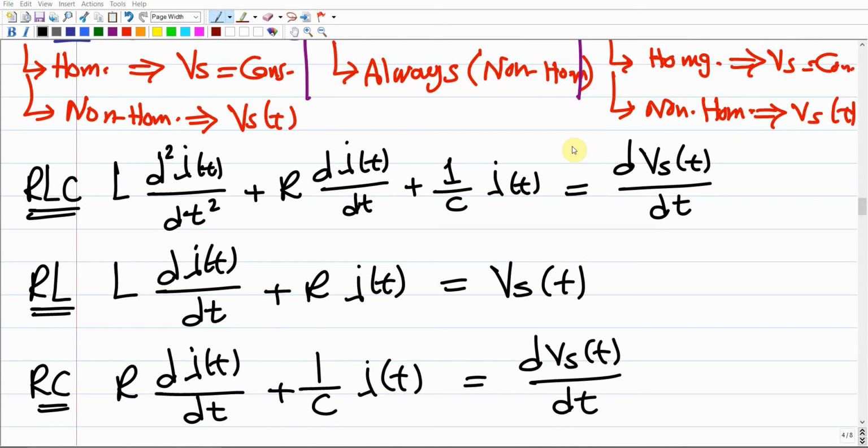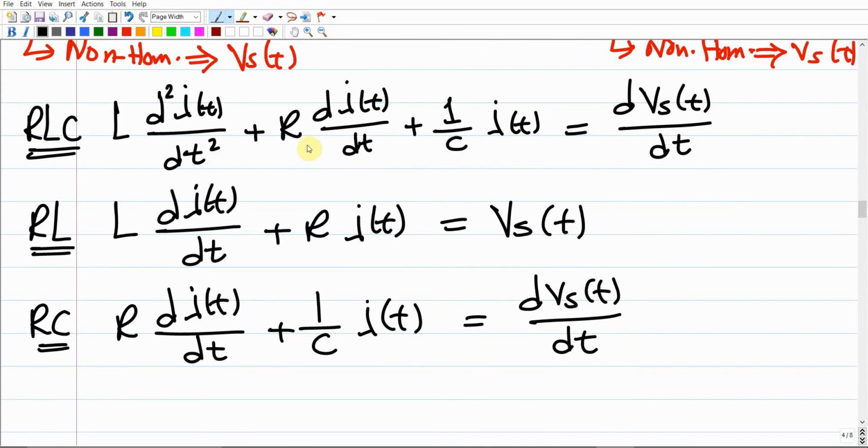where I stands for the current, d squared over dt squared, and R is the resistance, C the capacitance, and Vs stands for the voltage source. That would be variable here depending on the time. So the right hand side will have a value, so we're going to end up with a non-homogeneous ODE. For the case where Vs is constant, the right hand side is going to be 0.